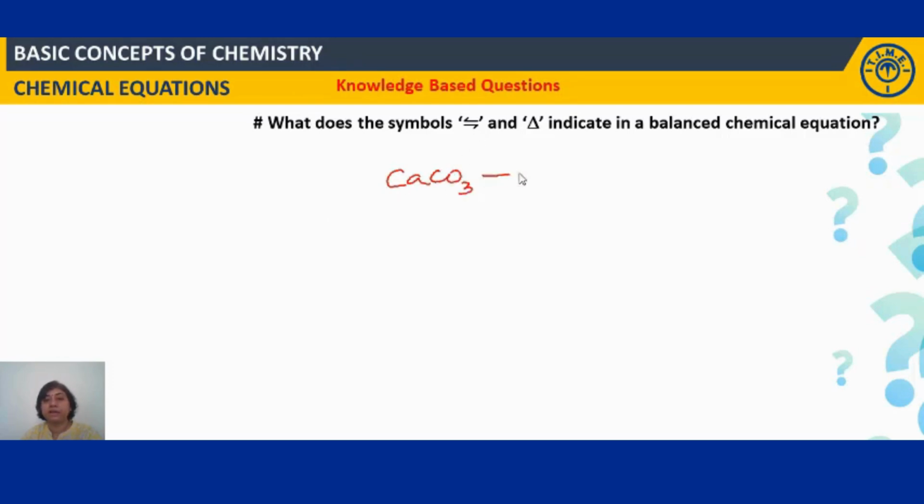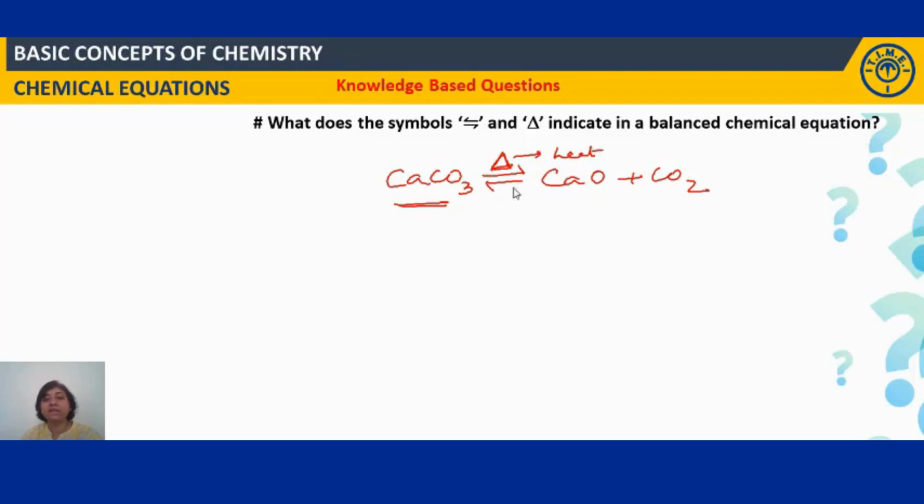Calcium carbonate. I will write a double-headed arrow. Why I am writing, I will tell you. Calcium oxide plus carbon dioxide. These reactions will not take place unless we are strongly heating it. So here we write the delta symbol. This triangular symbol is called delta, capital delta, and it indicates heating.